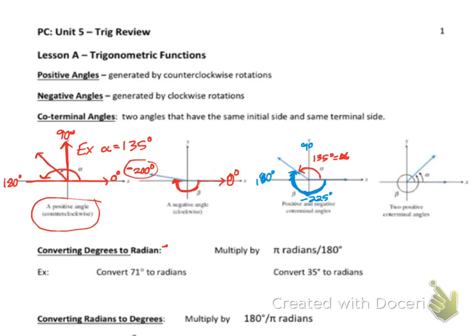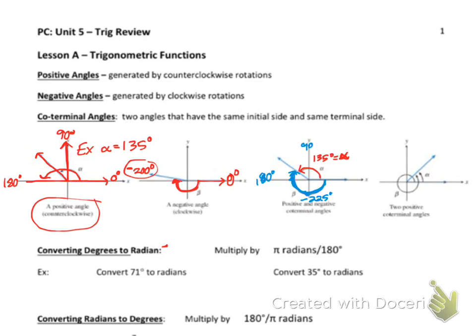So remember, positive is rotating counterclockwise, negative is clockwise. So negative 225 and positive 135 degrees, they're both pointing you in the same direction. So we call them coterminal: any two angles that end you facing the same direction.